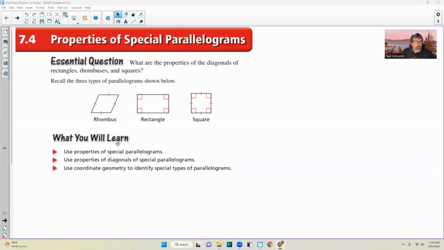So what you will learn in this chapter is to use properties of special parallelograms, use properties of diagonals of special parallelograms, and use coordinate geometry to identify special types of parallelograms. So let's take a look.